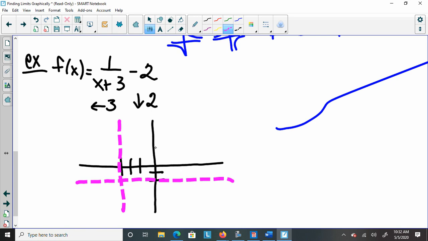What helps me to know which way I'm drawing the asymptotes? My asymptotes are going to line up with the tick marks on the graph. So you see how these tick marks go this way? I'm going 3 to the left. My asymptote is going to be in that same way, going up and down. This goes 2 down, so my asymptote is going to go exactly on top of that tick mark.